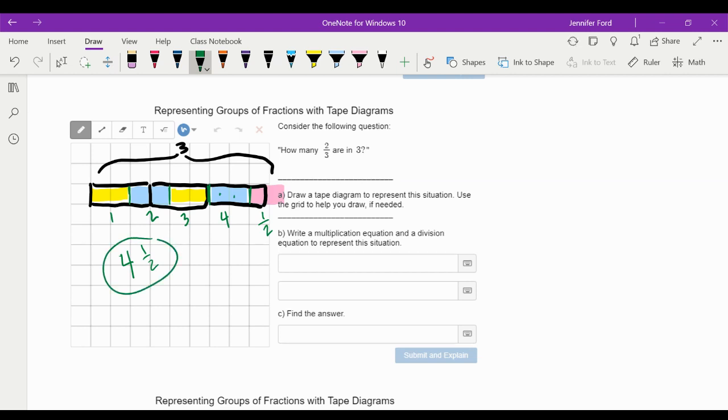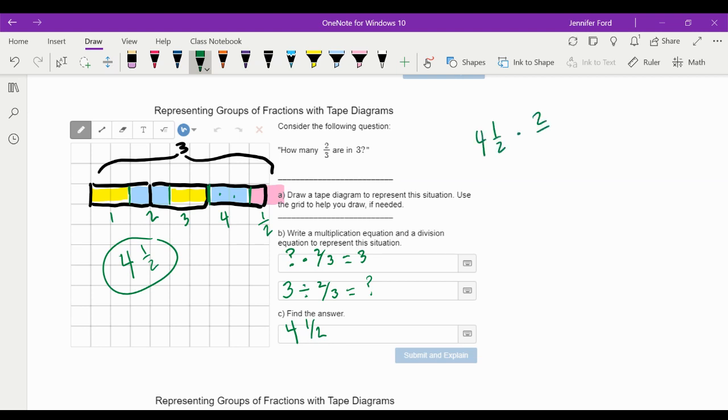So the multiplication equation, what number times 2/3 equals 3? The division equation, 3 divided by 2/3 equals my answer. And then we just found the answer was 4.5. 4.5 times 2/3. And you can check it.